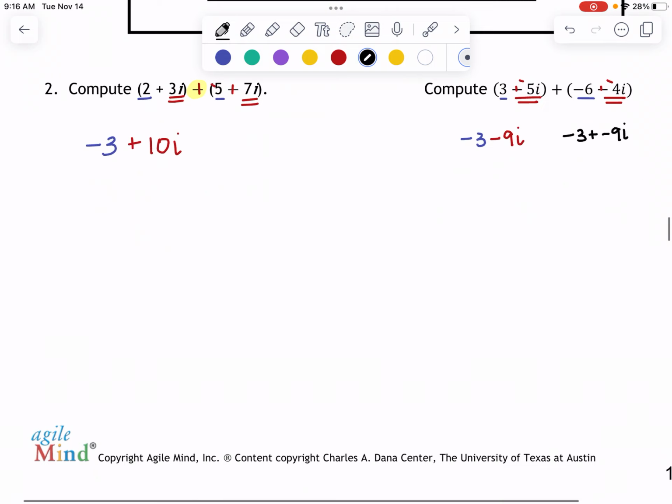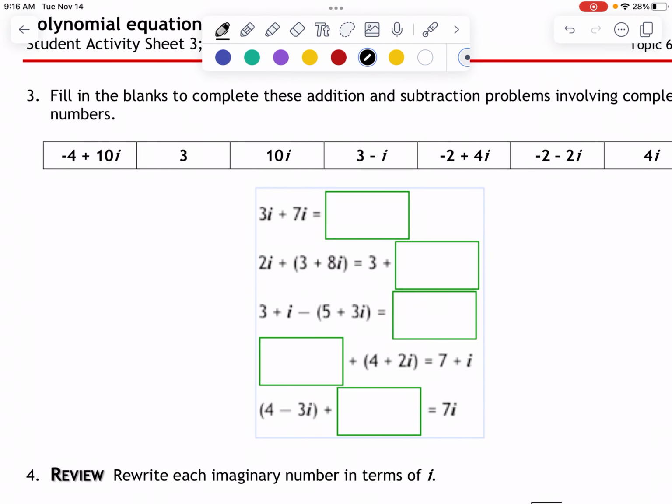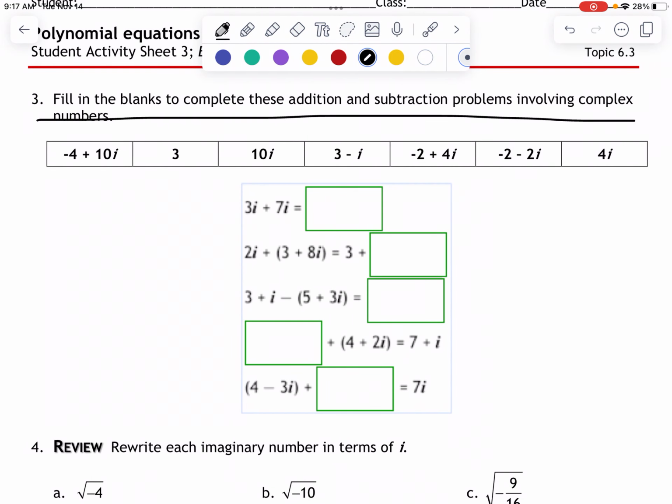All right, go ahead and flip. Let's see what else we got. All right, so now we're going to combine some more like terms. We have kind of like our word bank hanging out at the top here. So pause the video and see if you can decide which answer fits best with each of those blanks.